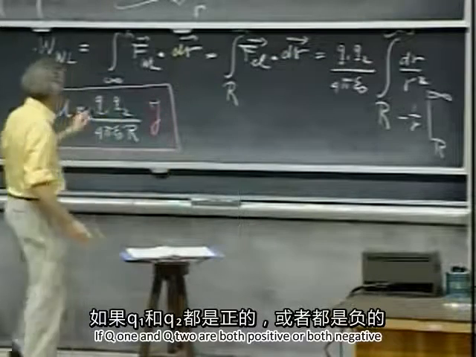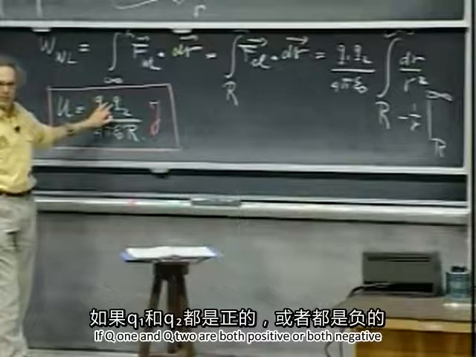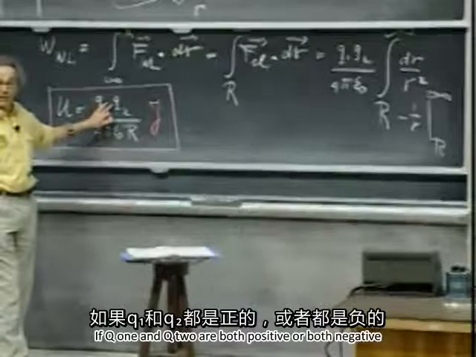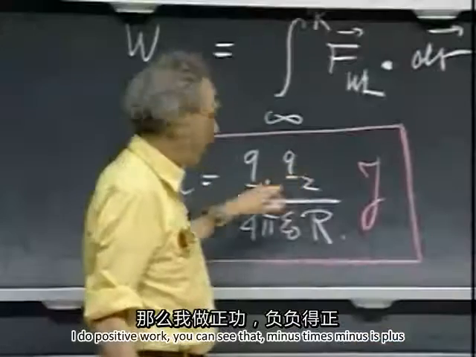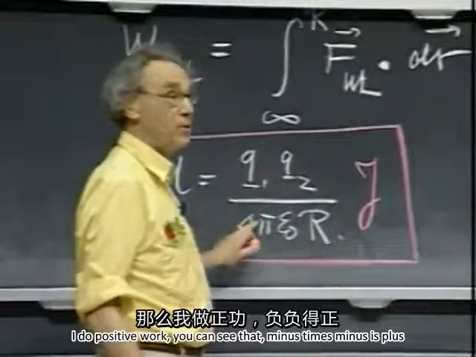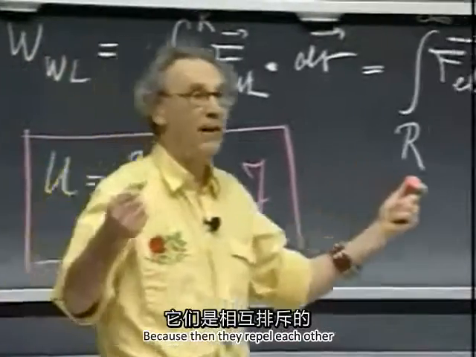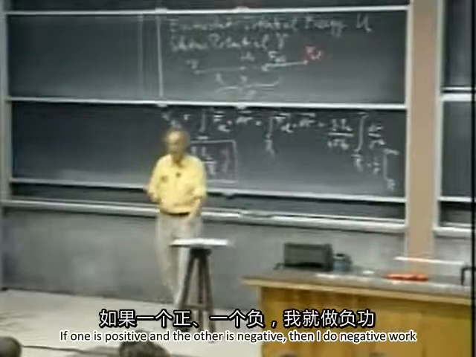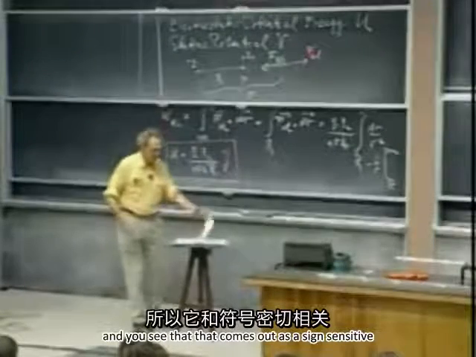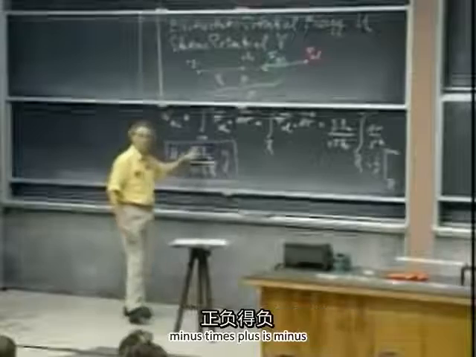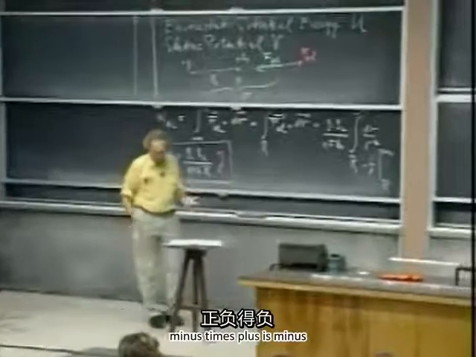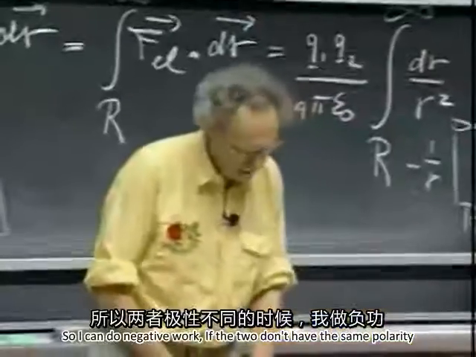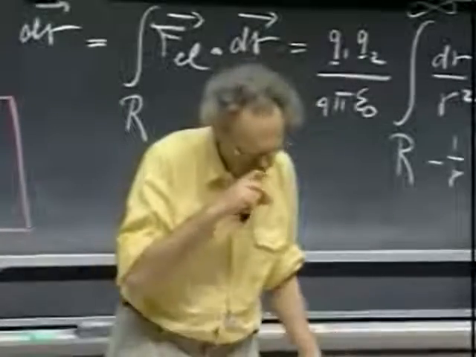If Q1 and Q2 are both positive or both negative, I do positive work. You can see that. Minus times minus is plus, because then they repel each other. If one is positive and the other is negative, then I do negative work. And you see that comes out, this is sign sensitive. Minus times plus is minus. So I can do negative work if the two don't have the same polarity.